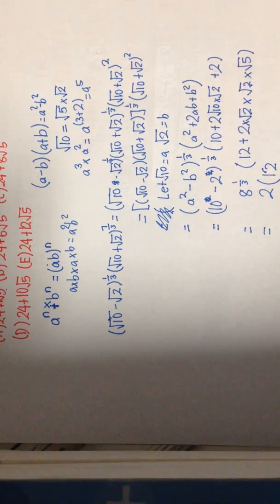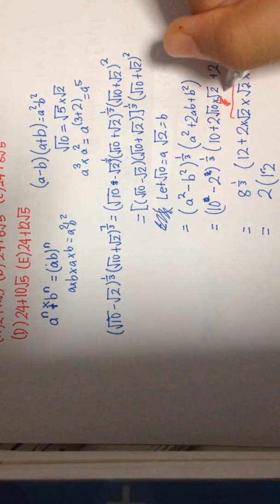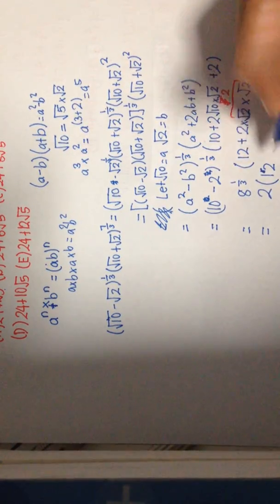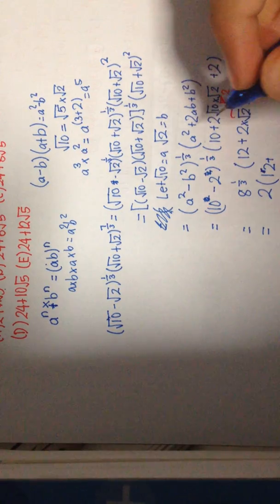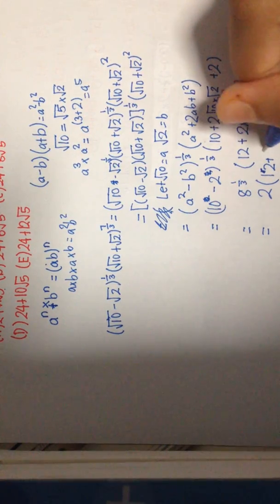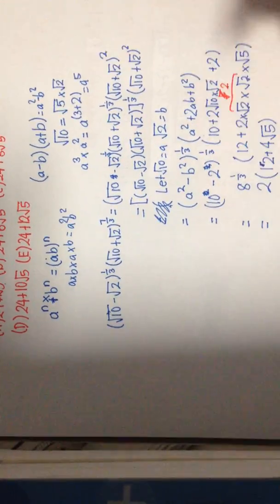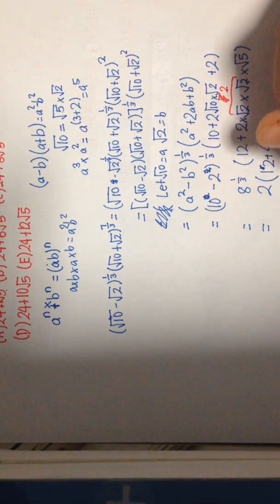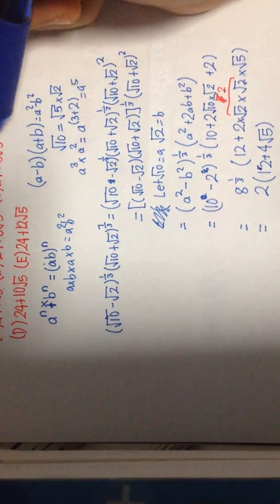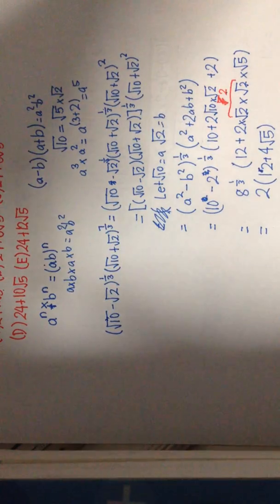So let me use a different pen. This 2 actually make, sorry, not root 2, 2. So this is actually 12 plus 2 times 2, 4 root 5, which is equal to 24 plus 8 root 5. This looks very similar to this, but that is the answer. Option C.